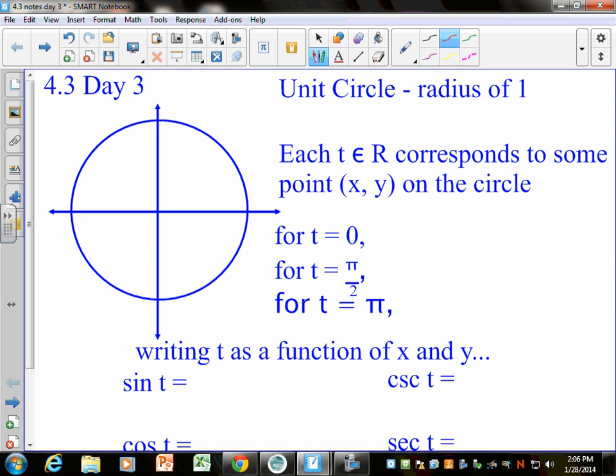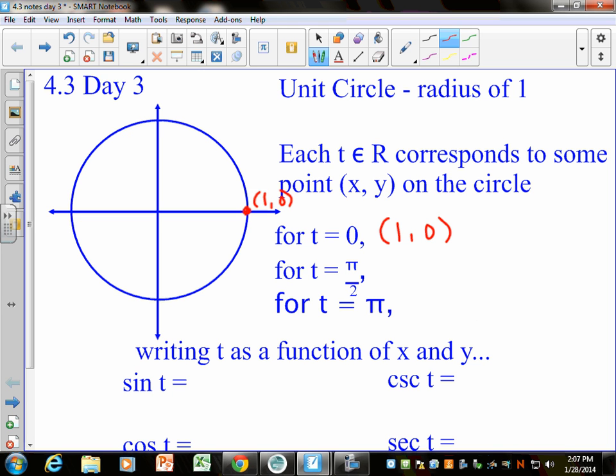But the idea is, the unit circle is if you took a circle and graphed it on the xy plane and it had a radius of 1, do you agree that at 0 degrees or 0 radians, if it had a radius of 1, the ordered pair there would be (1, 0)? Agree with me on that? Any clue what I'm saying? Yes? That would be (1, 0).